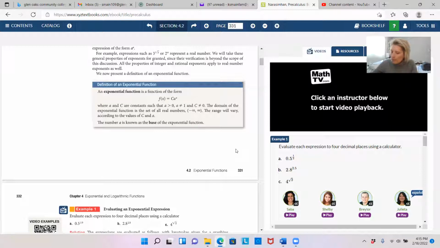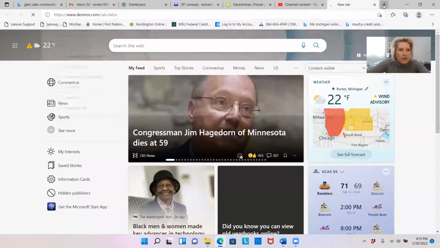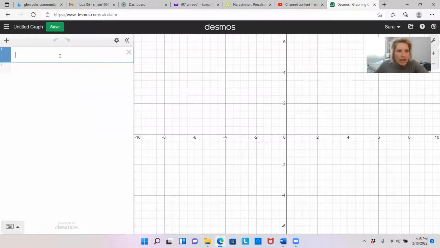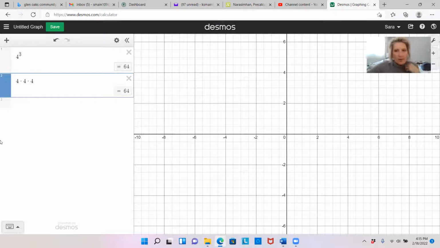So let's look at a couple basic, just how to find exponentials. Make sure that you have your Desmos open here. And let's look at just 4. If you want to do an exponent, we've been doing some squared, but now we're going to do 4, and I'm going to do shift and 6 to get my exponent, and I'm going to do to the 3. That is the same as doing 4 times 4 times 4. So your exponent is a shortcut for repeat multiplication.